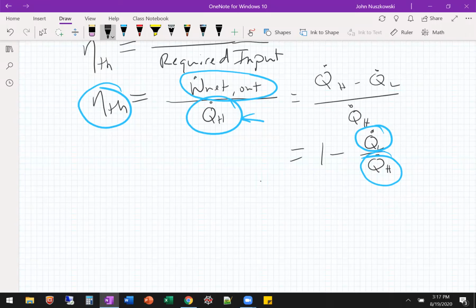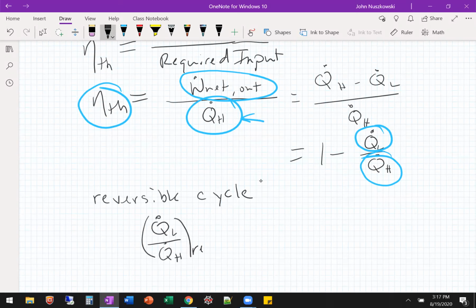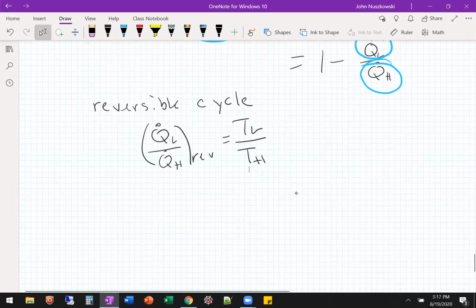The COP? That'll be on the heat pump, right? The calculator of the heat engine, the temperature of the reservoirs. Okay. So if you have a reversible cycle, right? The ratio of Q dot L over Q dot H reversible is equal to TL over TH. Okay. So the ratio of heat transfers is equal to the ratio of temperatures when it's a reversible cycle.